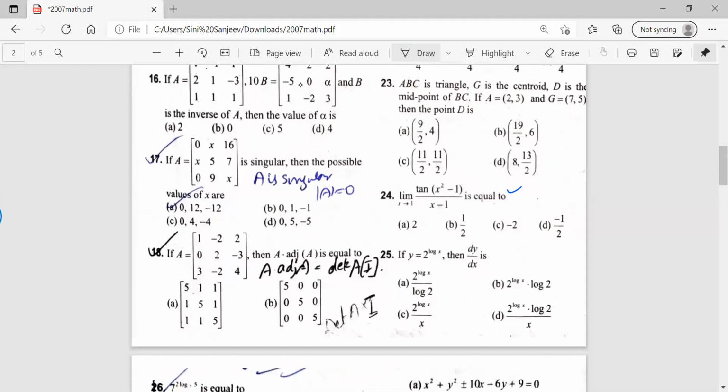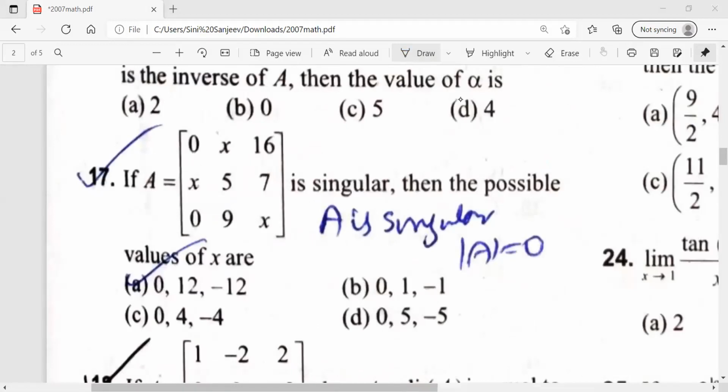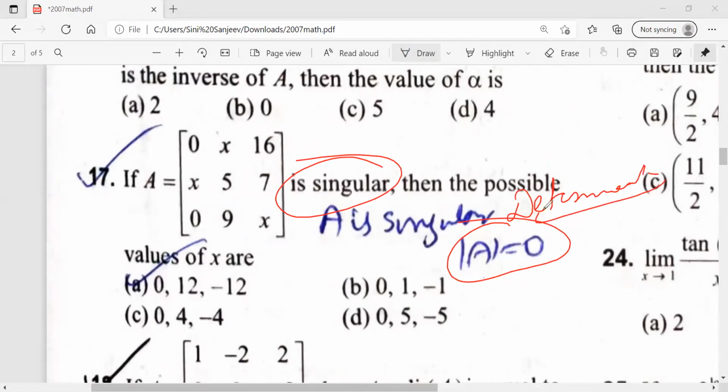I think the 17th question you should be knowing. It is a very direct question. Singular matrix, so what is the determinant? Put it as 0. I think everyone should know how to calculate the determinant. If you know how to calculate determinant, then you will get the answer. So these are all very simple questions. Matrix and determinants are always considered to be the easy part.